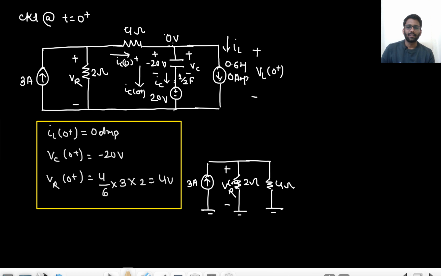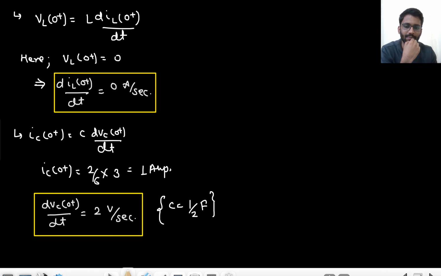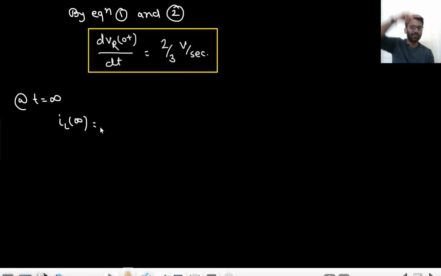Now at infinity they are asking, what will be the value of IL(infinity)? The inductor will be shorted, capacitor will be open circuited, right? So IL(infinity) will simply be 2 by 6 into 3 at t goes to infinity. I will not draw the circuit. The capacitor is open circuited, inductor is shorted. So 2 by 6 into 3, that means 1 ampere.